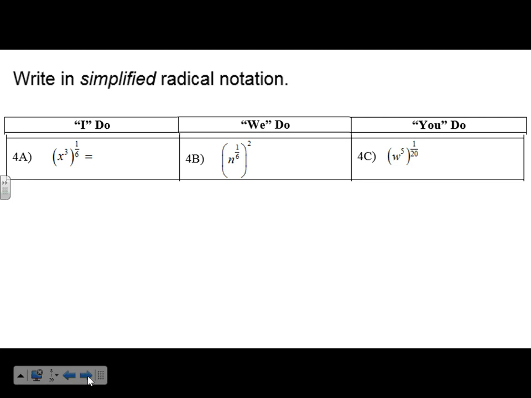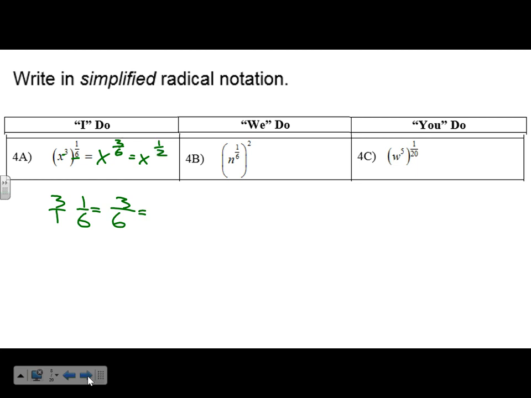So now we're doing this opposite. We're writing in simplest radical form. Now the big thing with this is you have to remember that an exponent raised to another exponent means we multiply. So we have 3, which is 3 over 1, multiplied by 1 over 6. When you do that, you multiply the numerators and multiply the denominators, then simplify if you can. So this is the same thing as x to the 3 over 6. And if we simplify that, that is x to the 1 over 2.